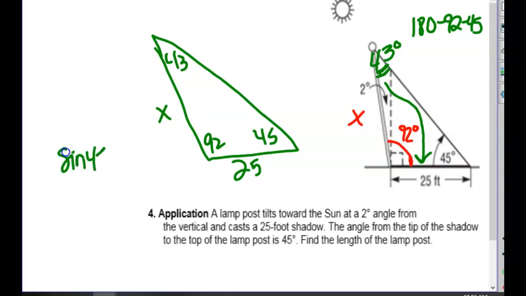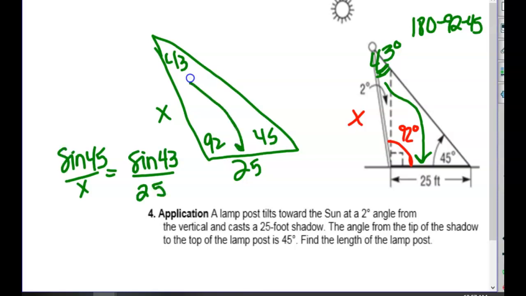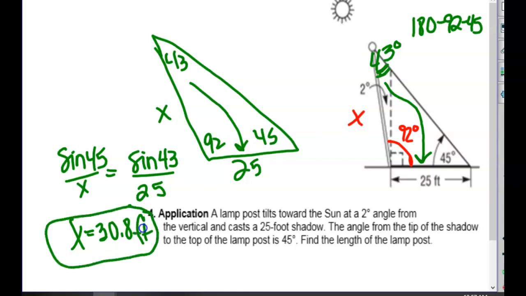So the sine of 45 is across from X in the same way the sine of 43 was across from 25. All right, typing 25 times the sine of 45, close parenthesis, divided by the sine of 35. Do I have to do second sine or anything crazy? No, it's just a missing length. So the length of the lamppost is 30.8 feet. Did someone else get that? No? Yes? Okay.